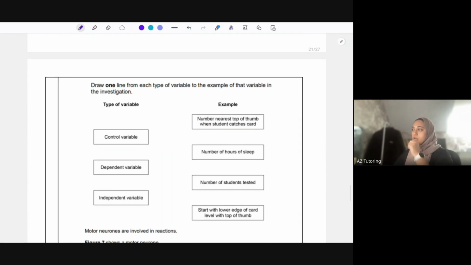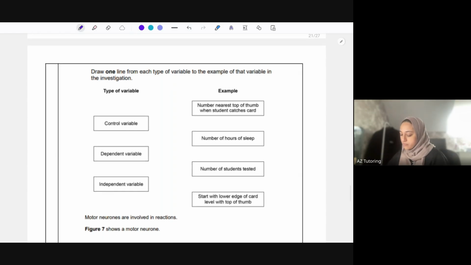So what you're going to control, so basically keep the same. Number nearest the top of the thumb, no. Number of hours of sleep, we're not keeping that the same because that's what we're investigating. Number of students tested, that's not a control. Start with the lower edge of the card level with the thumb. Yep, that's a control variable because everyone's starting at the same point.